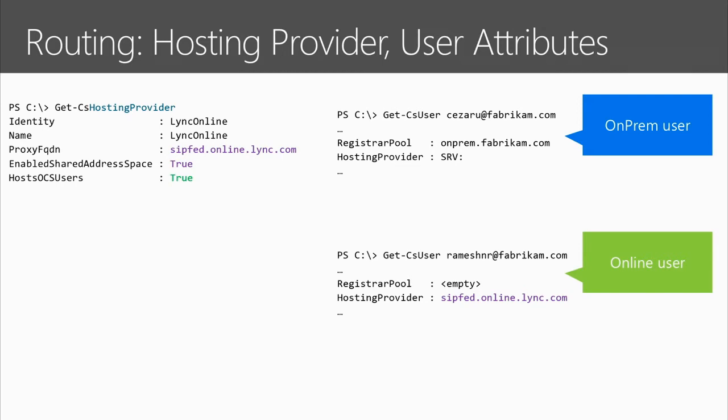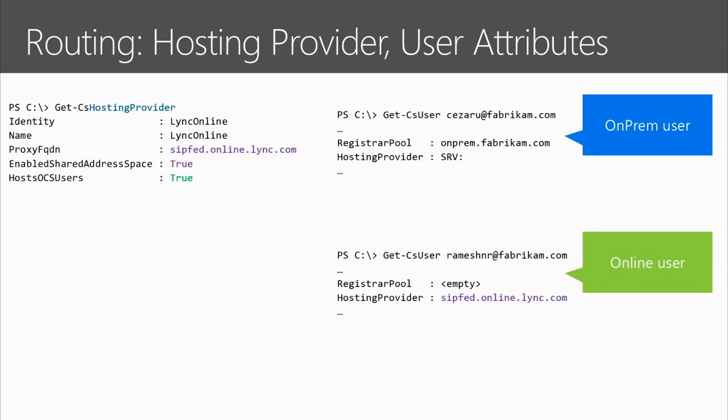One important construct is what we call a hosting provider. A hosting provider is a configuration on-premise that essentially tells the system about a different environment that can provide services for a given user. This is how you would create a hosting provider to connect your on-premise with Office 365 for split domain. The relevant fields are highlighted there. The proxy FQDN is the destination of any proxying of routing requests for users that are not homed on-premise. That's a well-known FQDN, sipfed.online.lync.com, that lands in Office 365.